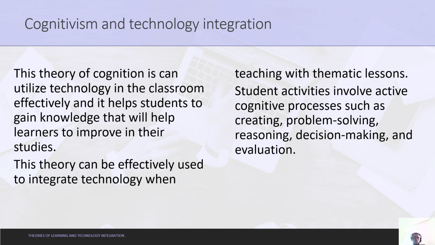The relationship between technology integration and cognitivism involves the use of technology that helps students to gain mental and cognitive knowledge as a way of improving their studies. Such an integration can be suited for teaching of thematic lessons. Student activities involve cognitive processes such as problem solving, reasoning, decision making, and evaluation.